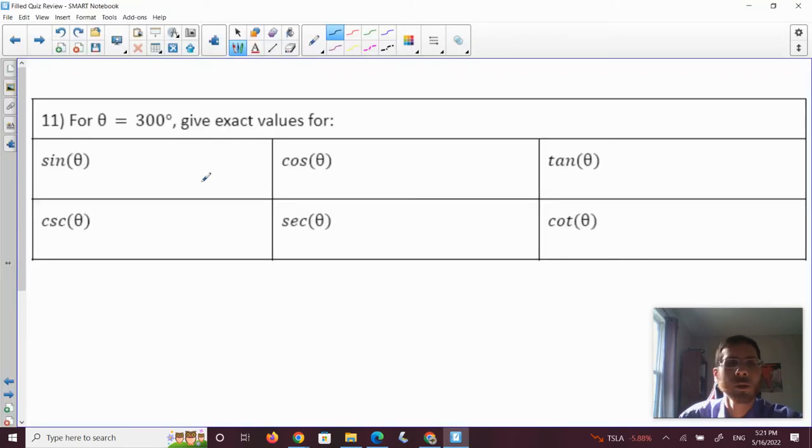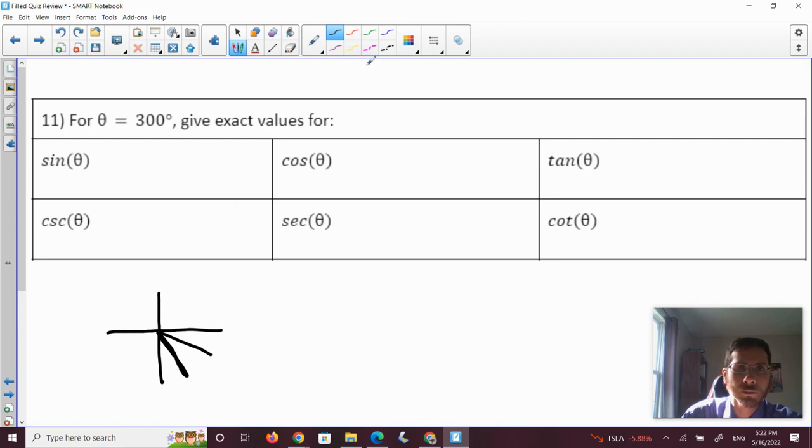All right, so just finish up the last one. It says theta is 300 degrees. Give exact values for everything. So 300 degrees would be down here. So this would be 360, so 330, so then 300. So this is kind of what we're going for, is this line right here.